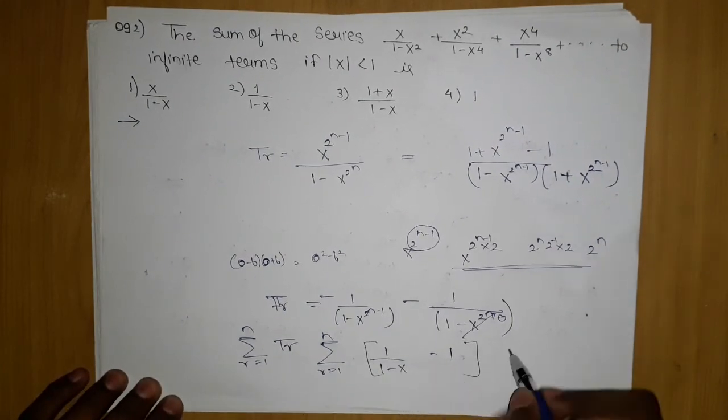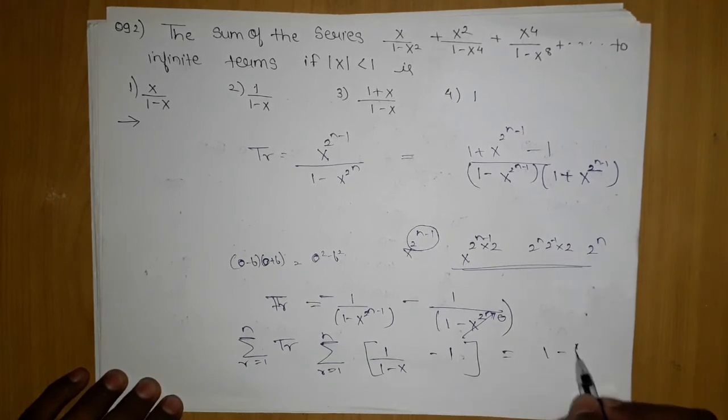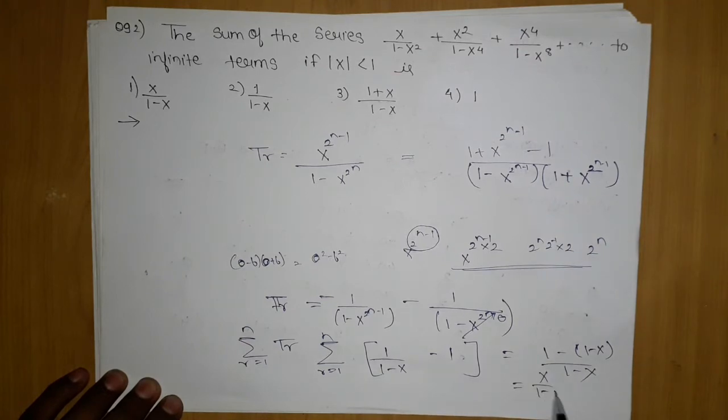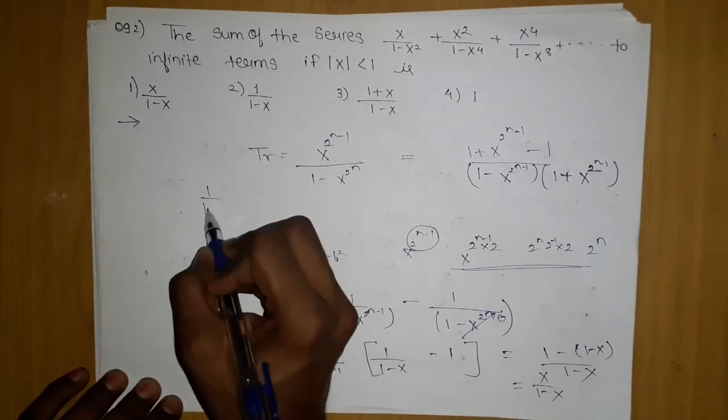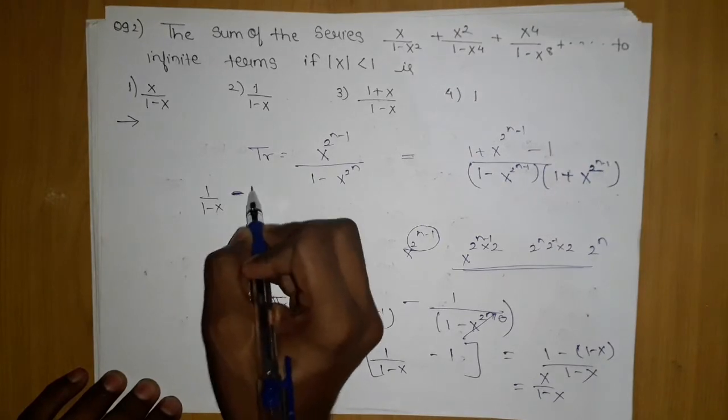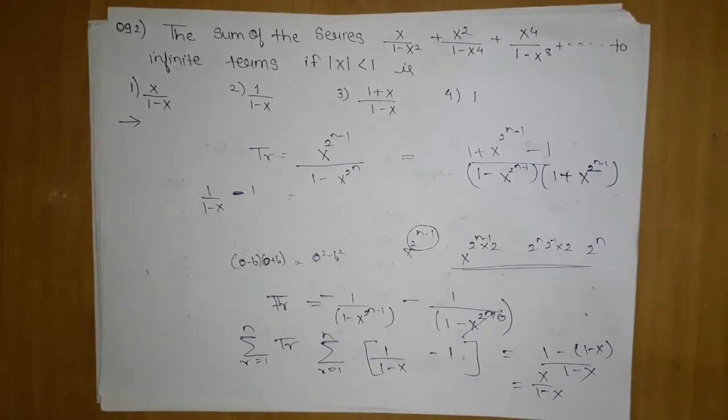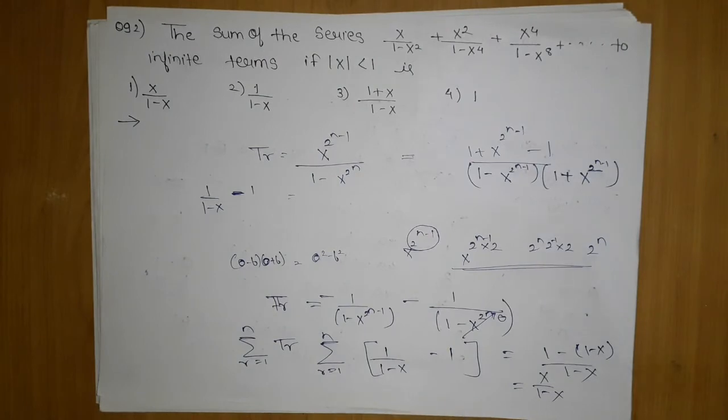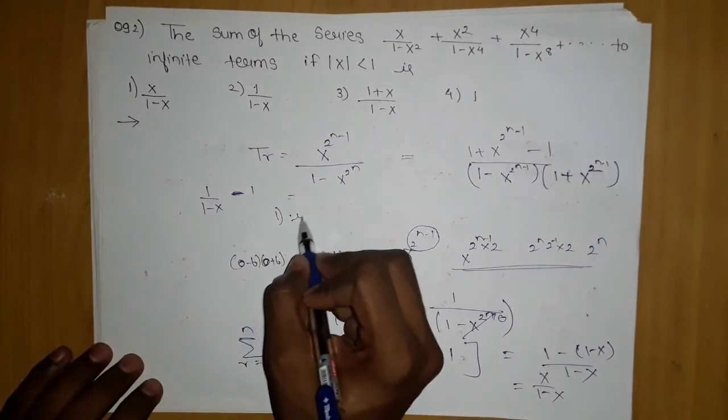Whenever infinity appears, you can do it by yourself. 1 minus x upon 1 minus x. Then I will solve it further, which will give me my answer, x upon 1 minus x. It was nothing but 1 minus 1 minus x, and here it was 1, and then we cross multiplied and got our answer. Okay, so this question, what is our answer? 1 is the answer.